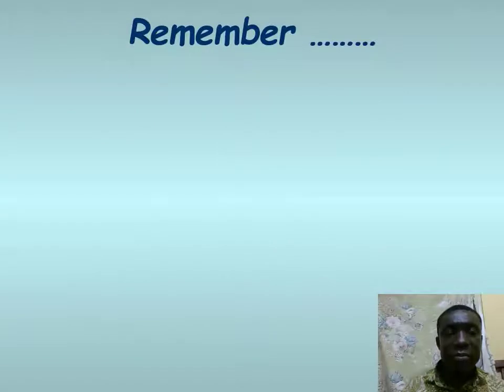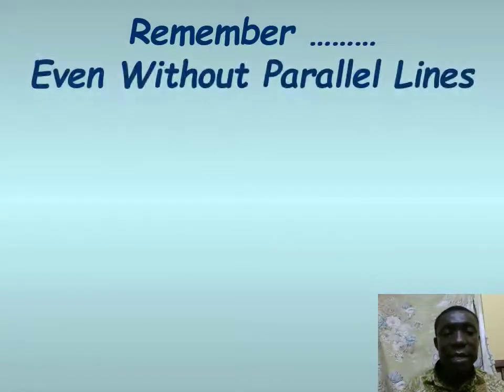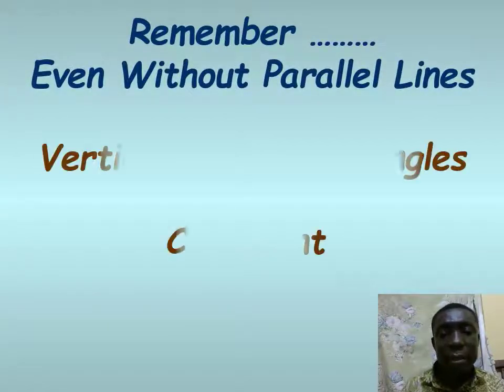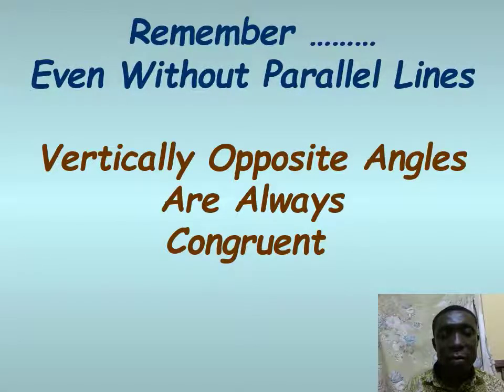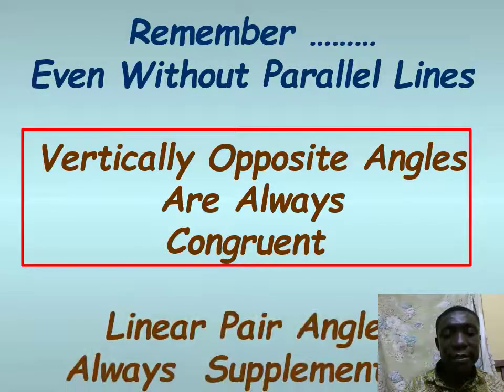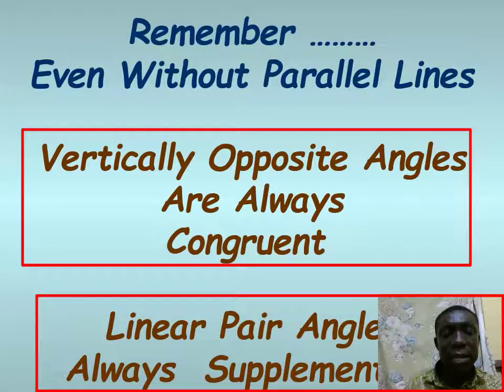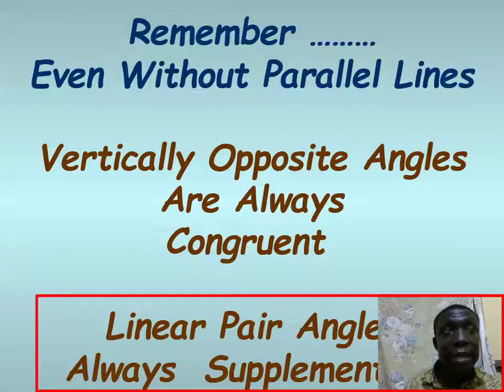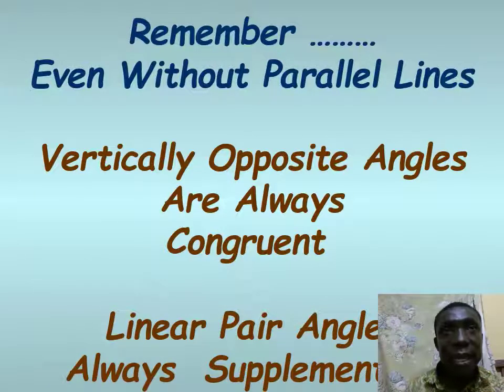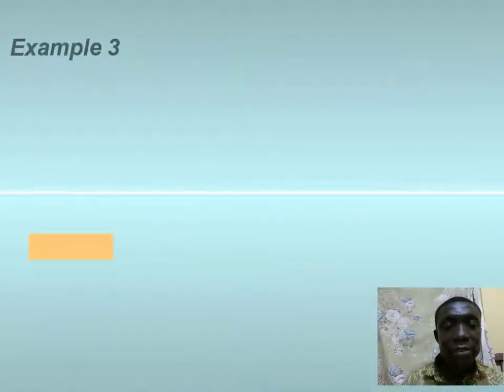Let us remember from our previous lessons, even without parallel lines, vertically opposite angles are always congruent. Then linear pair angles are always supplementary. In effect, we can say angles on a straight line add up to 180 degrees.